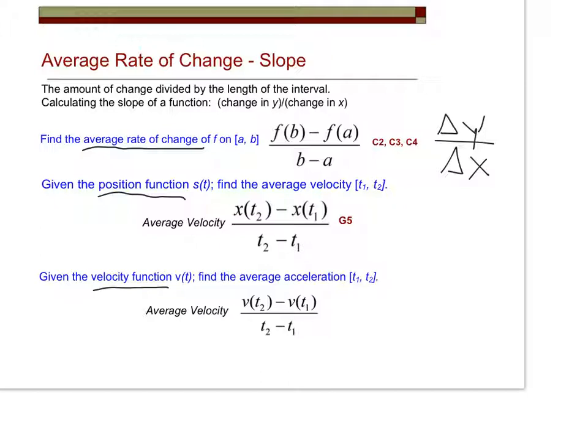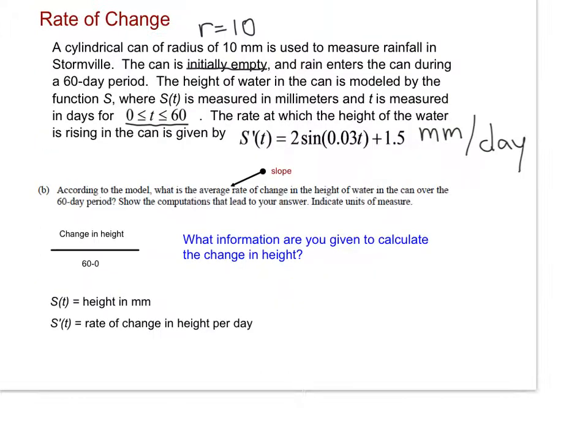All of these really are dependent upon what you are given. Now in this example, we're actually going to look at a sample FRQ, where we have a cylindrical can with a radius of 10. It's initially empty, and so we know that the units that we're given here are millimeters, and it's measured in days. And the function we're given is the rate. So we're given millimeters per day.